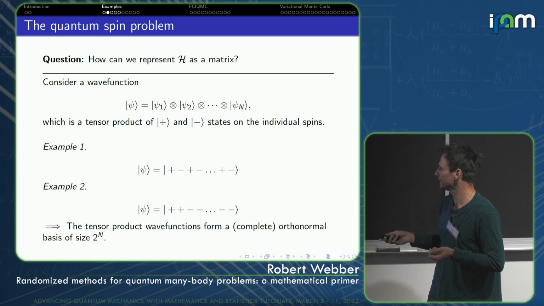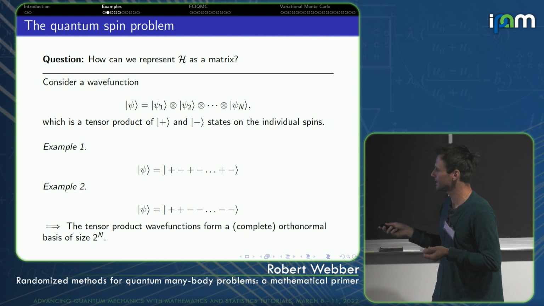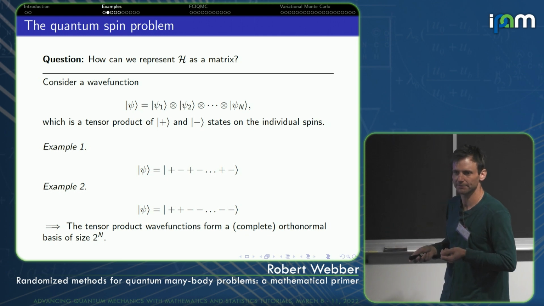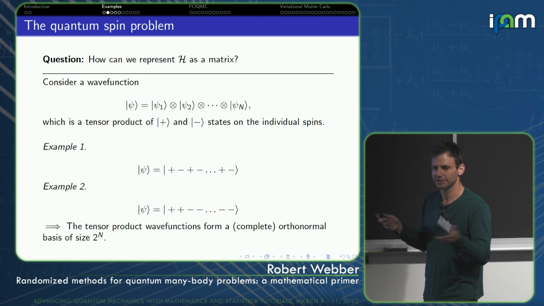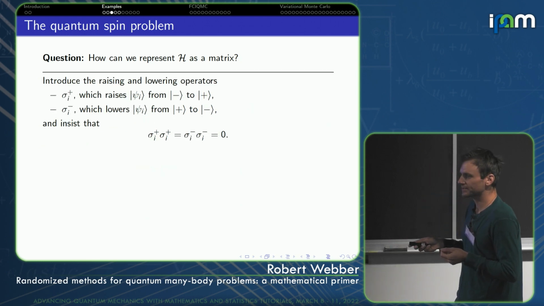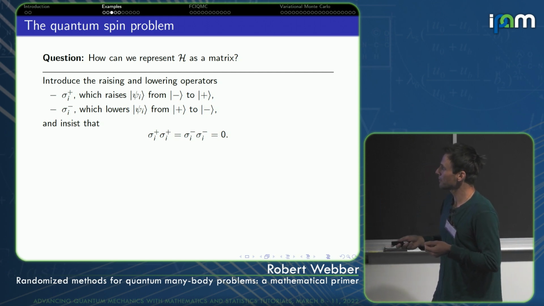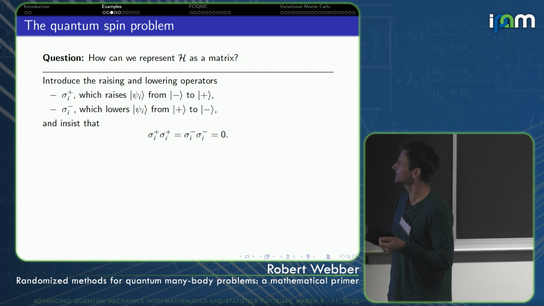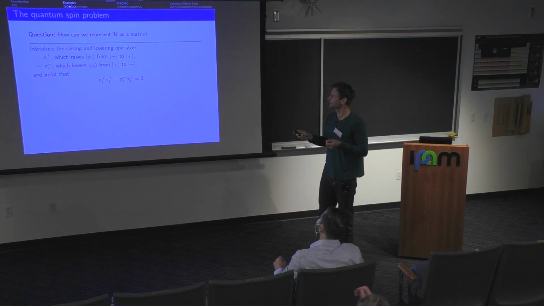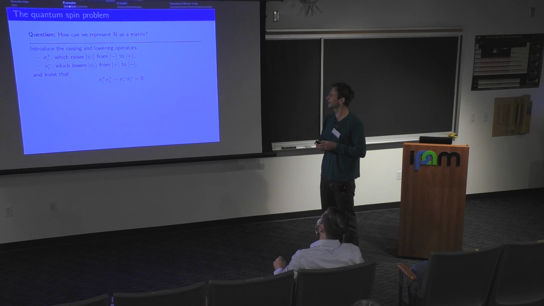The tensor product wave functions form a complete orthonormal basis for this system, and the size is 2 to the n, where n is the number of spins. So the basis gets really large really fast. And then to represent H as a matrix, there's a wonderful tool called raising and lowering operators, where sigma i plus, the raising operator on the ith spin, is just going to raise it from the down state to the up state. And the lowering operator, sigma i minus, is going to lower that ith spin from the up state to the down state.